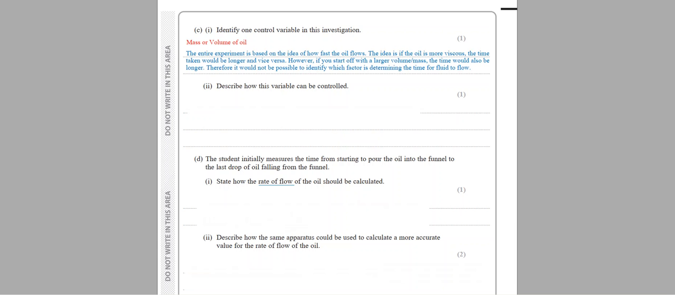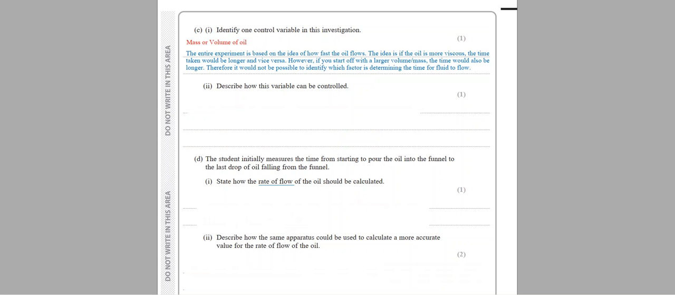Identify one control variable in this investigation. There is the mass or volume of oil. The entire experiment is based on the idea of how fast the oil flows. The idea is if the oil is more viscous, the time taken would be longer and vice versa. However, if you start off with a larger volume or mass, the time would also be longer. Therefore, it would not be possible to identify which factor is determining the time for fluid to flow. So we are trying to determine the viscosity and how the viscosity affects the rate of flow or the time it takes for the oil to flow. No other factor should come into play.